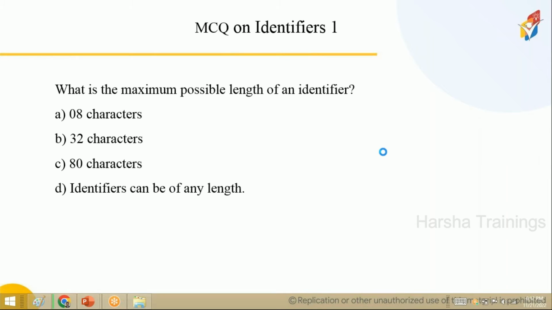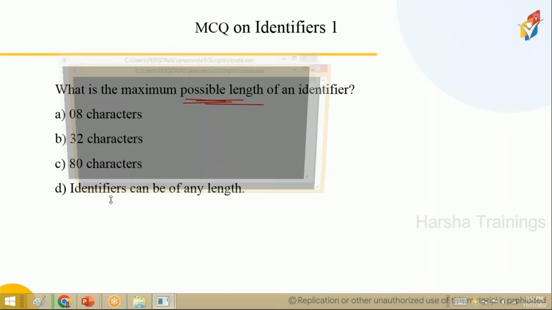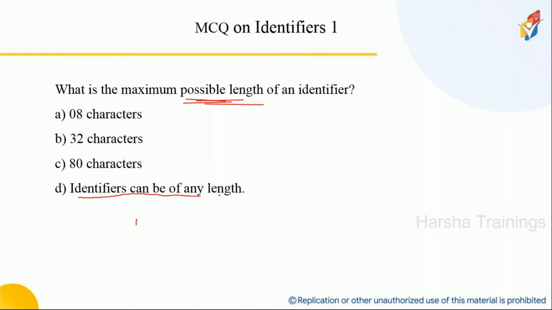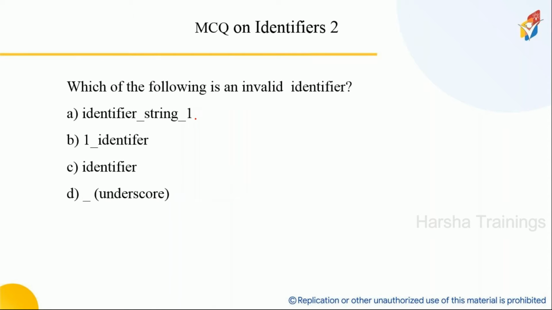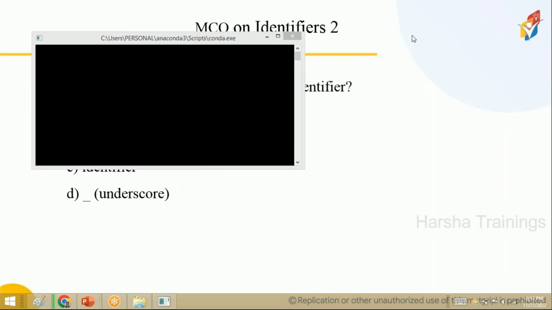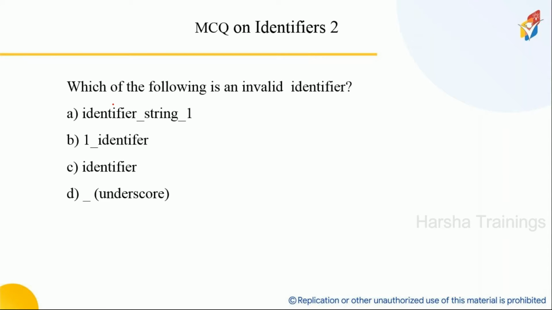Did you hear the same answer from me? Not at all, right? What is the rule given? That is D. Identifiers can be of any length. Yes, identifiers can be of any length. Then, can you please tell me the answer for this? Which of the following is an invalid identifier? B. P, sir. Okay.